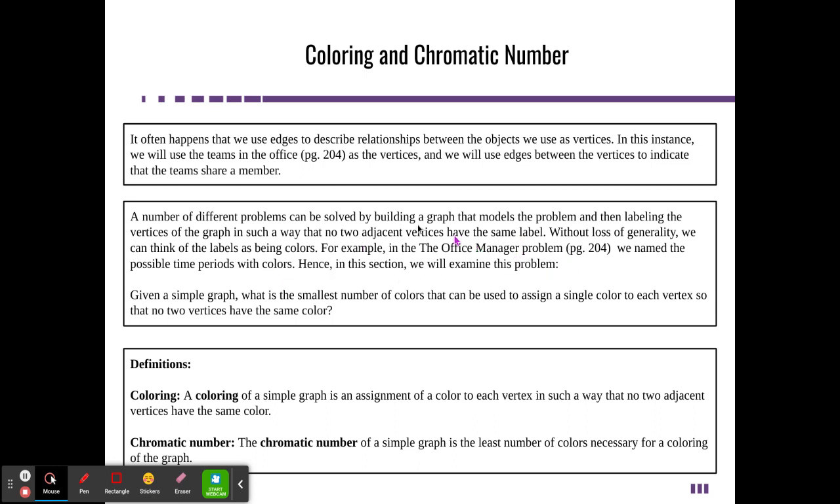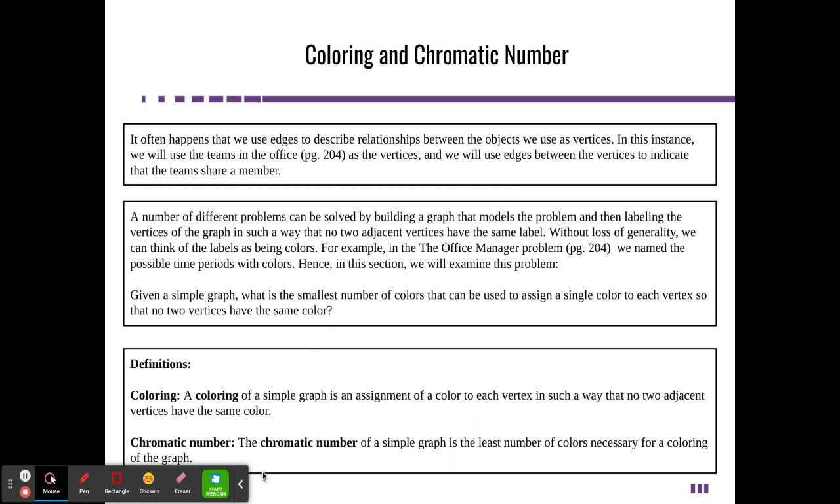So go ahead and take a minute, if you haven't, to look at page 204 at the problem with the office manager and trying to find the groupings. We're going to jump right into it. Given a simple graph, what is the smallest number of colors that can be used to assign a single color to each vertex so that no two adjacent vertices have the same color?